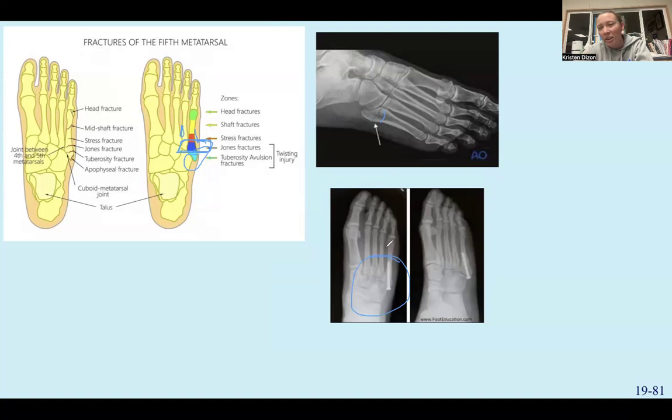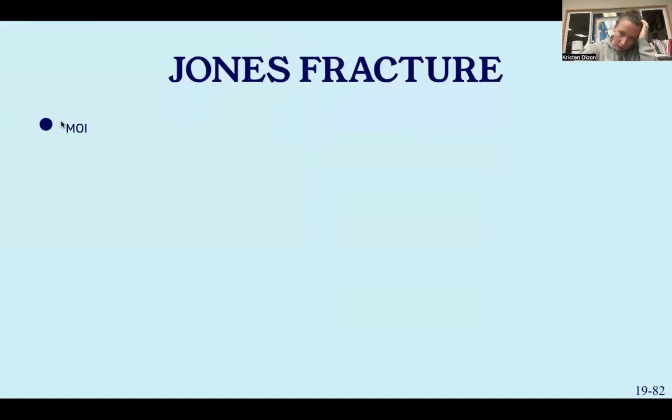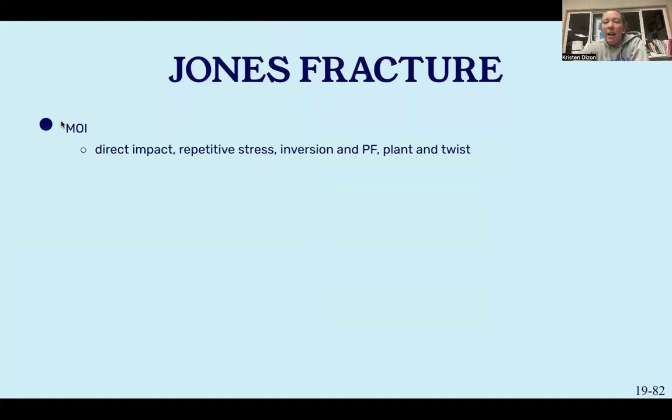Why do we think we need surgery for this? Because it's an avascular injury. There's not a lot of blood flow, and because there's not a lot of blood flow, it's not going to heal. And this particular part of the fifth metatarsal lacks blood flow. So MOI, it's direct impact, or repetitive stress. Normally it's an inversion and plantar flexion or a plant and twist.